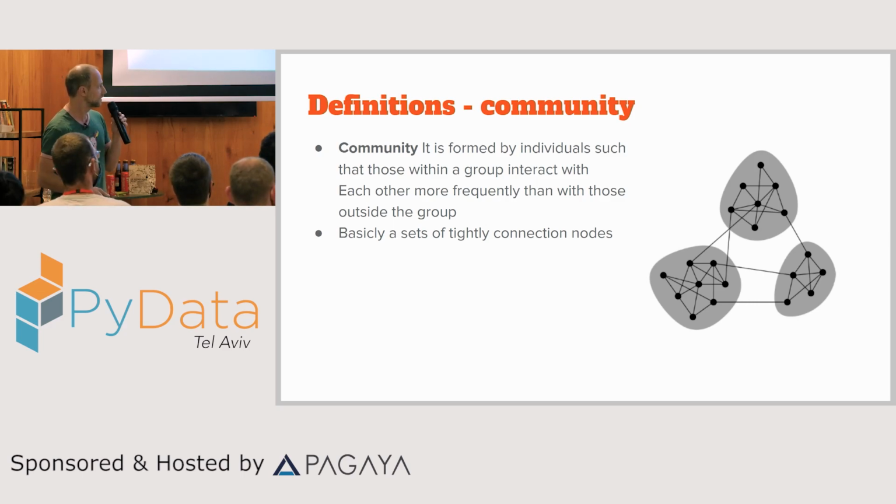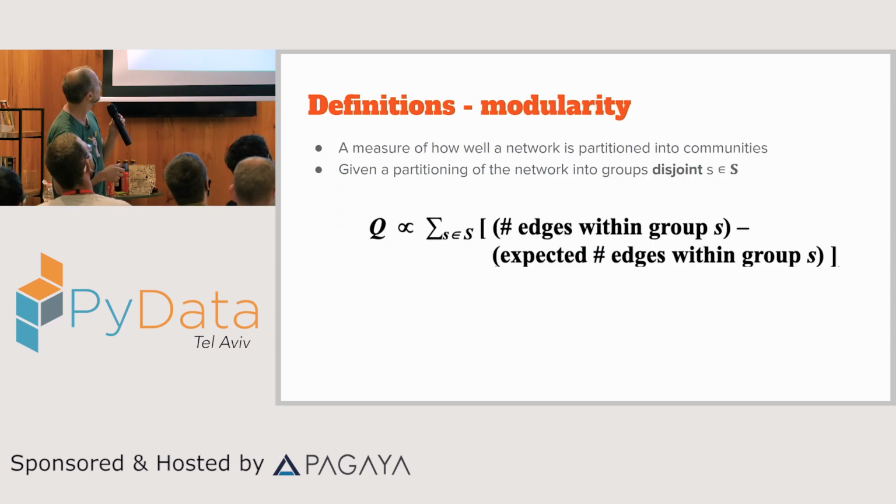So what is actually a community? If we take a look at a group of nodes, we can say they are a community if the links within this group are larger than outside the group, like the three ones here. You see there are many links inside and a few outside. And the way we measure the strength of this community, of this partitioning, is something that is called modularity, which is calculated like this.